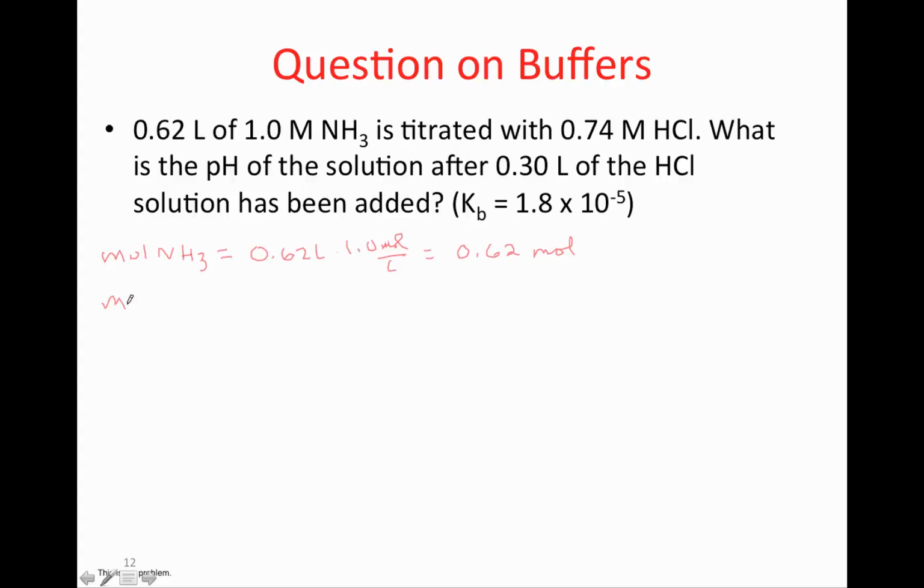And for the H+, of course, we added HCl, but it's a strong acid. So if I have this concentration of HCl, I really have this concentration of H+, as we know very well. The volume is 0.3 liters, so I'm going to take 0.3 liters and multiply that by 0.74 moles per liter. That kind of looks like a 9, but it's not. It's a 4 right there. So we take 0.3 times 0.74, and we get 0.22.